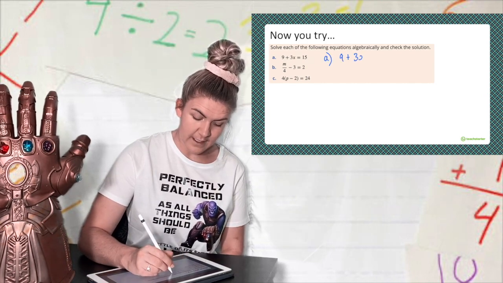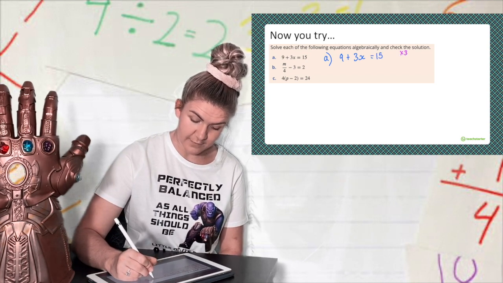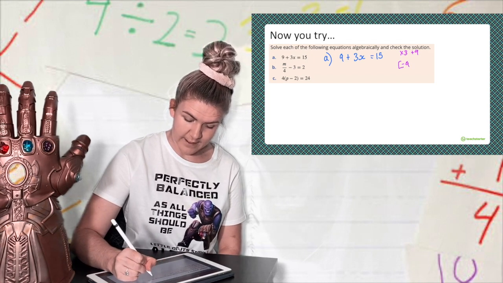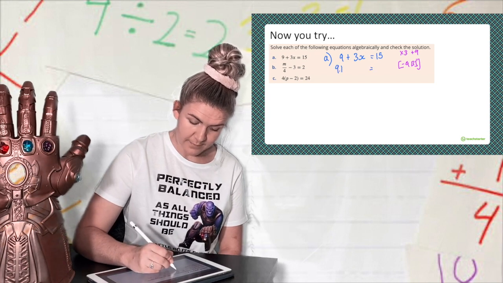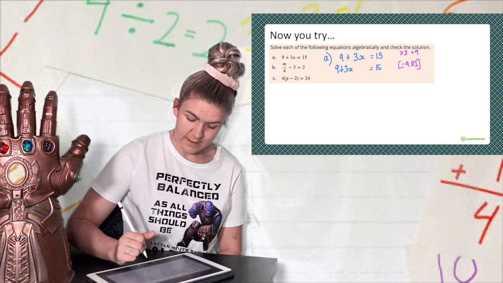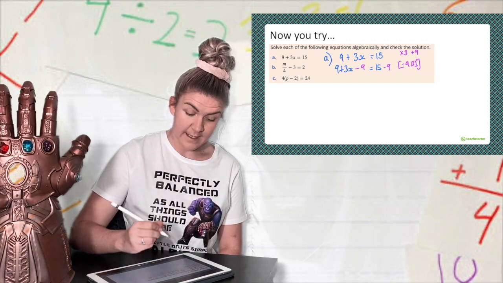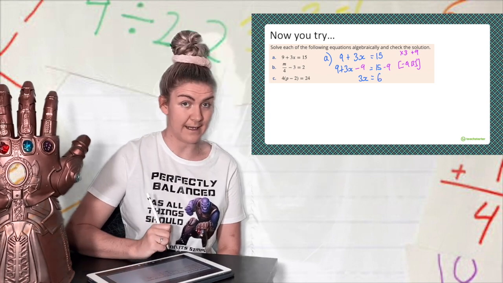9 plus 3x equals 15. My steps are times by 3 plus 9. So therefore, I'm going to take 9 on both sides. 9 plus 3x, 15. Take 9, take 9. The 9's cancel, leaving me with 3x. 15 take 9 is 6.